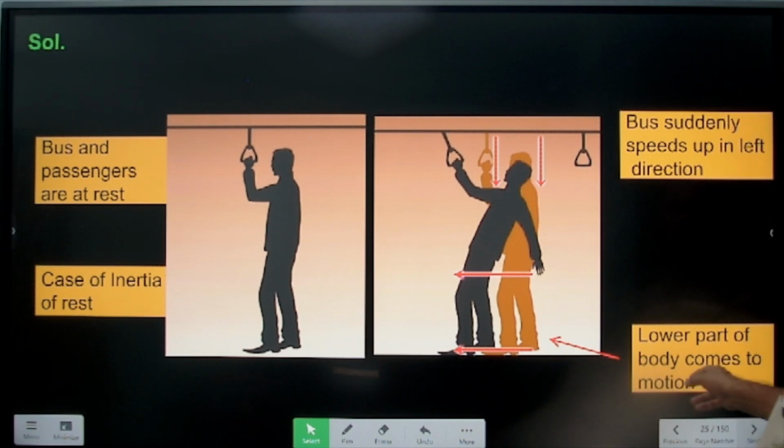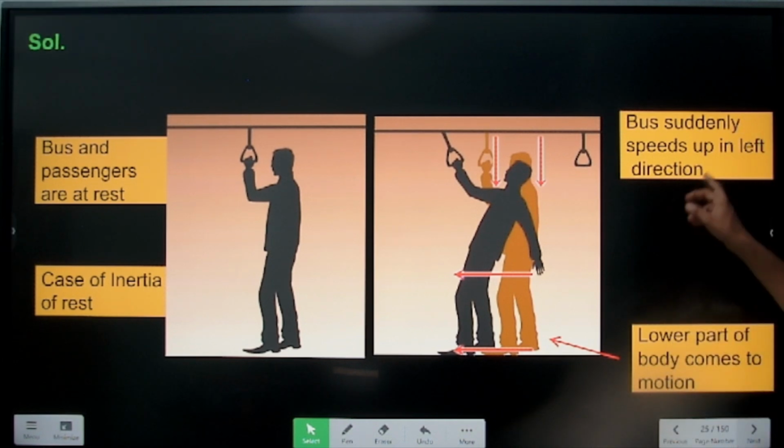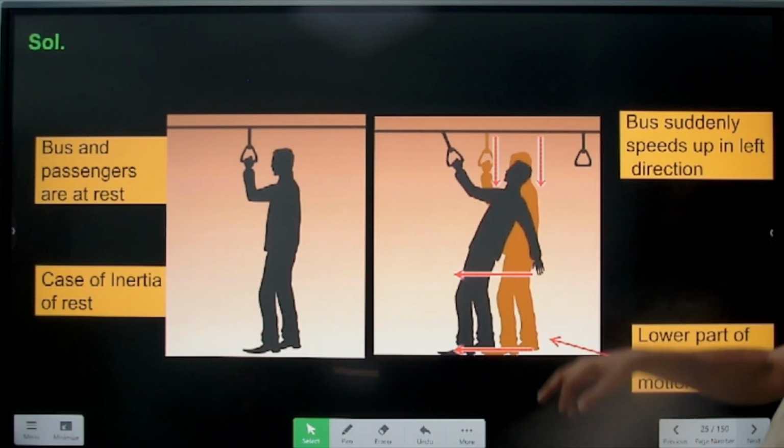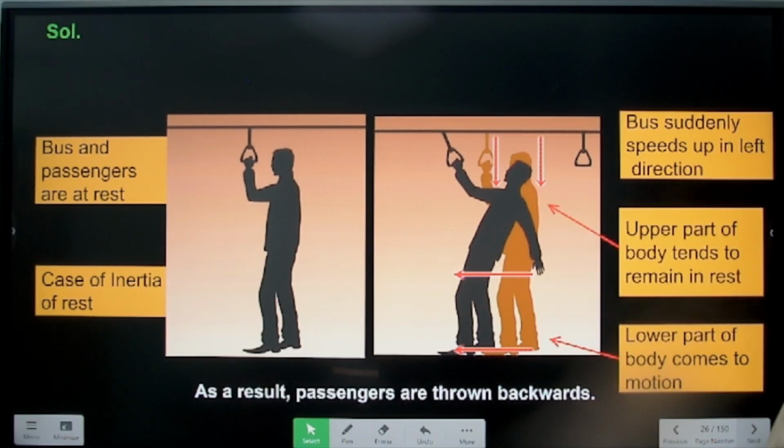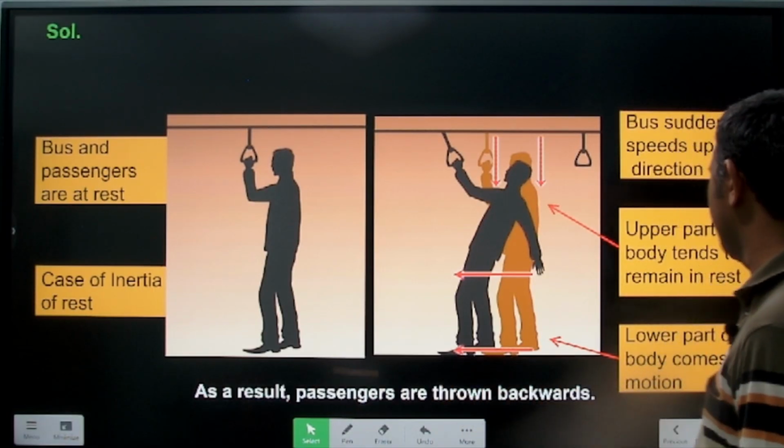So the lower part of the body comes into motion when the bus suddenly speeds up in the left direction. As a result, passengers are thrown backwards.